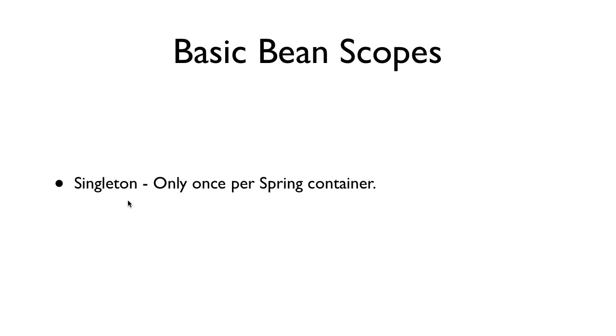There are a couple of differences. We'll look at that. But basically what the singleton means is that once you have a Spring container, once you initialize an application context and then you give it a Spring XML, it's going to look at all the beans in the XML and it's going to initialize one bean per bean definition.